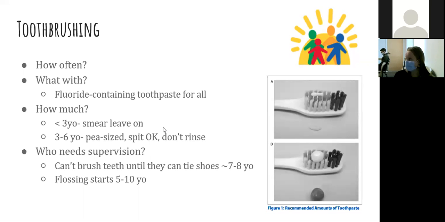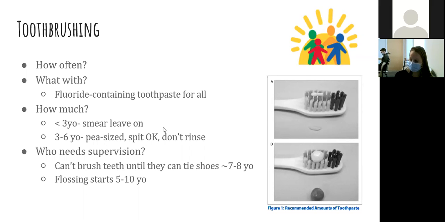You may have noticed that I hadn't talked about toothbrushing yet. I figured it needed its own slide. So according to Bright Futures, it recommends that as soon as a child has a tooth, you start brushing their teeth. And they recommend always using a fluoride-containing toothbrush or toothpaste, sorry.